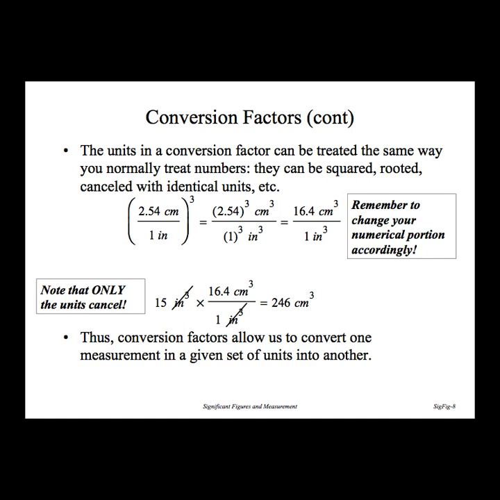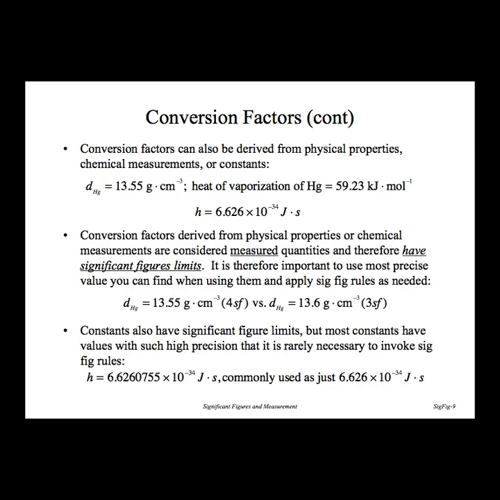As a result, density can be expressed as either grams per cubic centimeter or grams per milliliter. At any rate, here's the density of mercury, 13.55 grams per cubic centimeter. Another constant, another number we can get, is the heat of vaporization of mercury. This is 15.23 kilojoules per mole. Also, there's a constant known as Planck's constant. Planck's constant is 6.626 times 10 to the minus 34 joule seconds. It's not a per second. This is actually one where it's joule seconds.